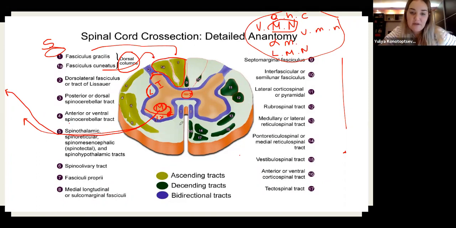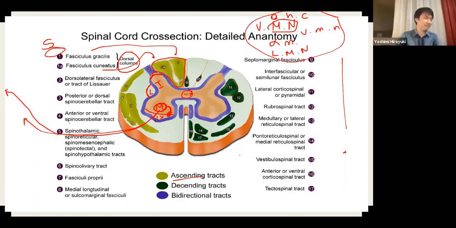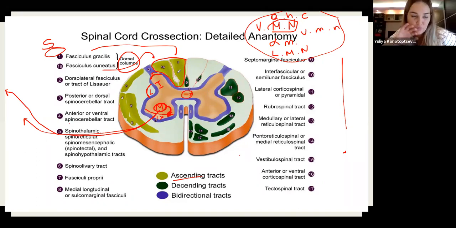You have to remember that they are ascending tracts, right? They're light green, so they're ascending tracts. So what is their job? To send sensory information. Yes, sensory information all the way to the brain, all the way.